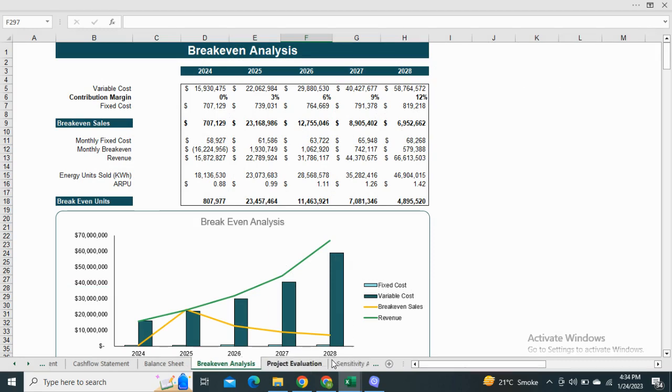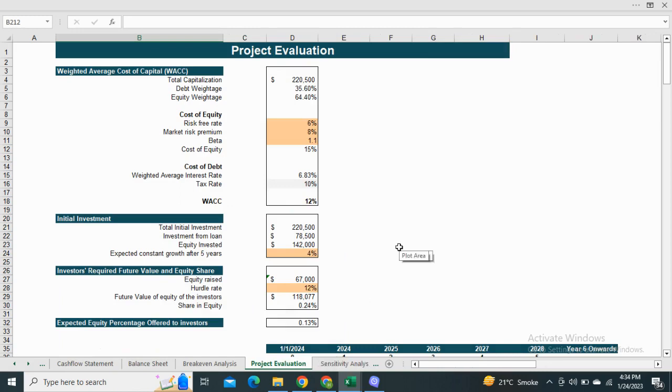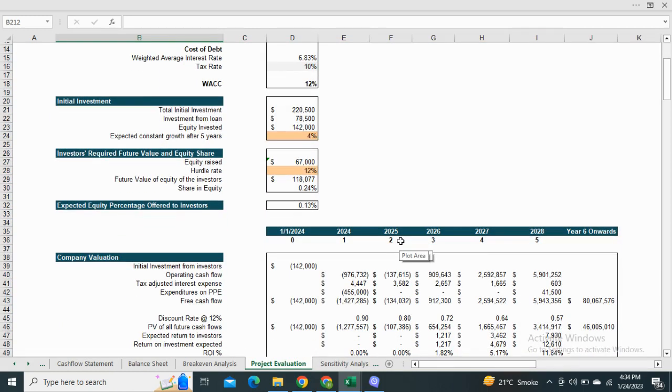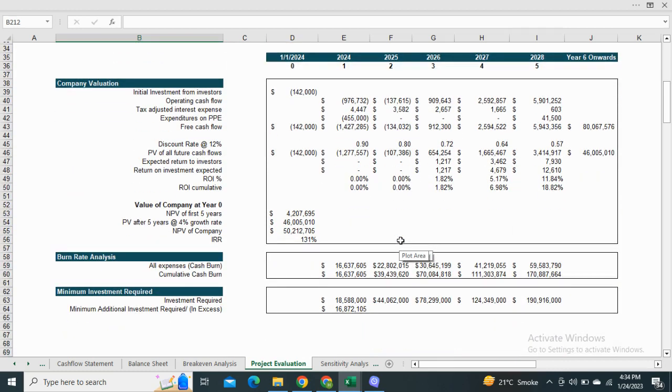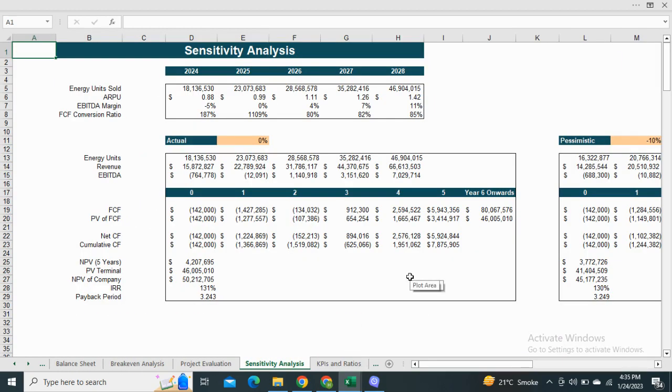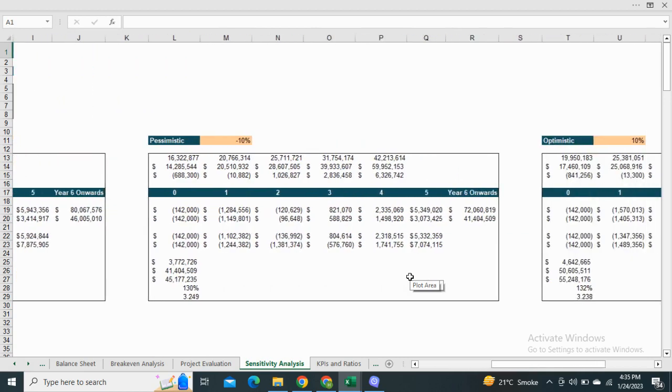Moving on to the project evaluation, it shows the WACC calculation as well as the company valuation at year zero. It also includes the burn rate analysis and minimum investment required. Next, we have the sensitivity analysis, which is the comparison of the valuation of the company in the actual, optimistic, and worst case scenarios.